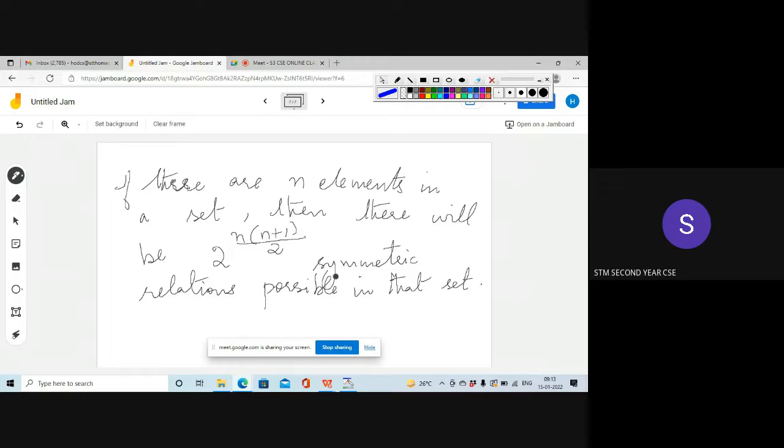So we discussed the symmetric property earlier. Based on the symmetric property, you have to write down this note. Just note this, okay?